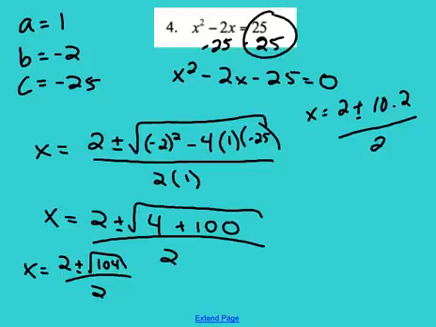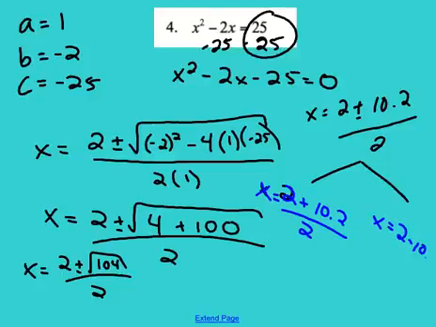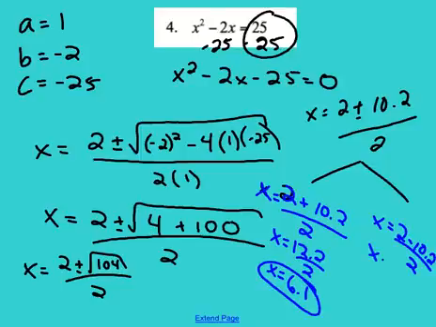There's a couple ways to do this part. You could divide by 2 here, but let's just break it into two. You're going to have x equals 2 plus 10.2 divided by 2, and x equals 2 minus 10.2 divided by 2. X equals 12.2 divided by 2, x equals 6.1. X equals -8.2 divided by 2, and x equals -4.1.